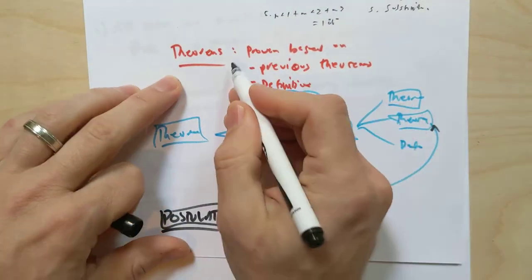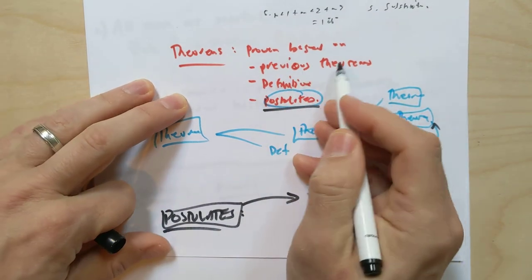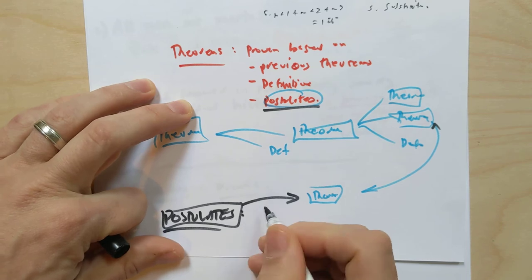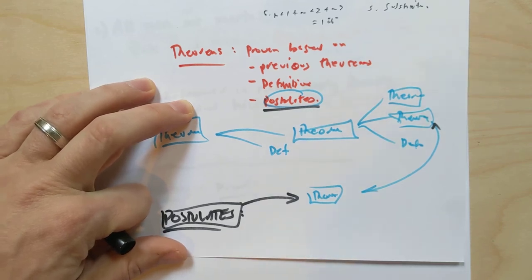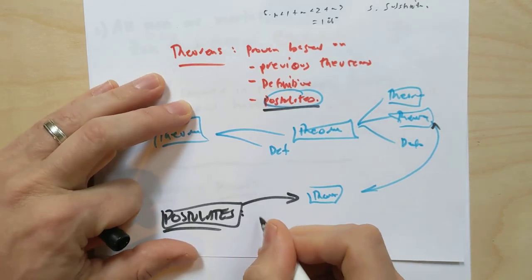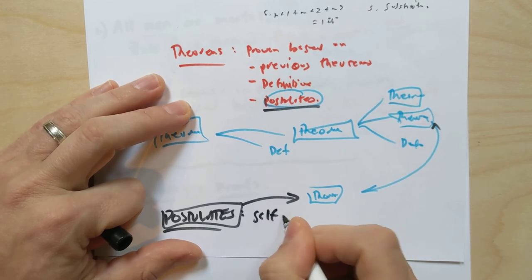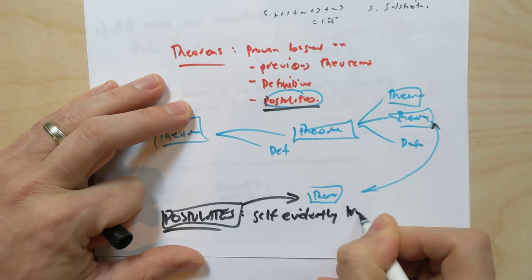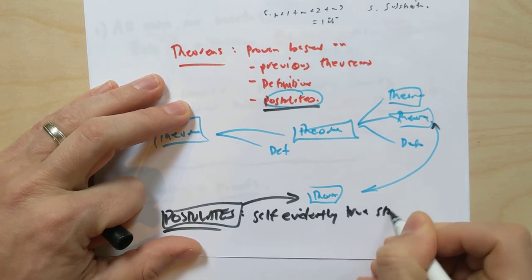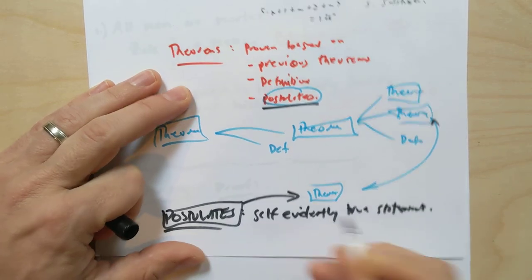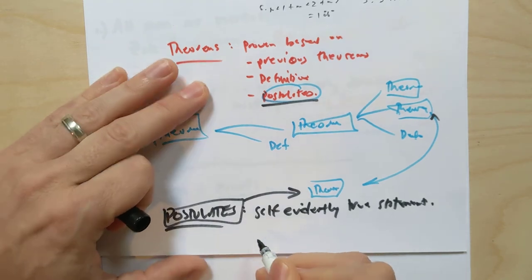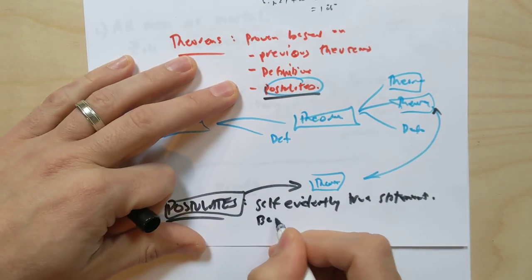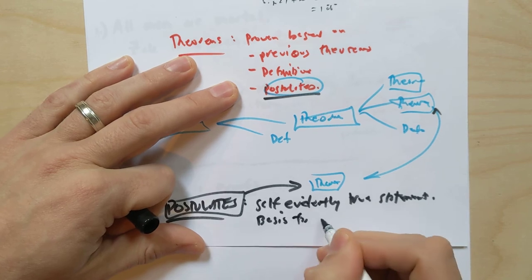What is a postulate? Well, a theorem was something that's proven based on previous theorems, definitions, and postulates, but a postulate is something that is not proven based on other things. A postulate is a self-evidently true statement. It is never proven, right? Instead of being proven, it is the basis for all proof, right?